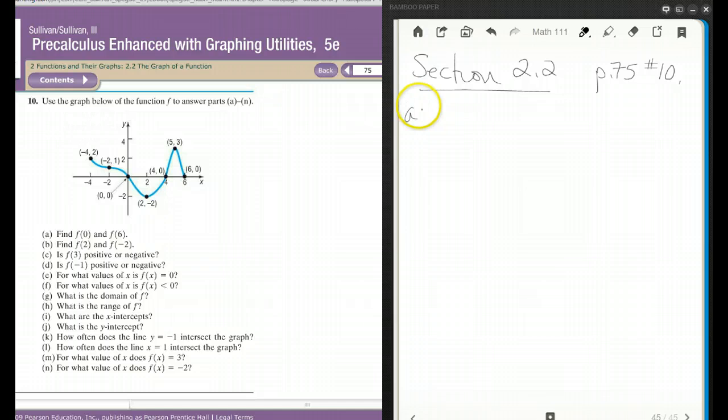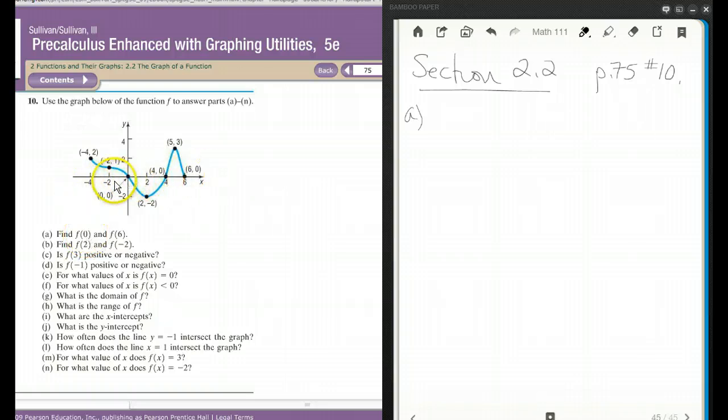So let's look at part A. We're asked to find f of 0 and f of 6. Well, remember this notation is asking for the output of the function when the input is 0, right? If we look at the graph, remember the graph is the collection of all of the points that work for the function, the inputs and the outputs. So if a point is on the graph, for example, here at negative 2, 1, that point is on the graph, so the input is negative 2, the output of the function is 1. Right?